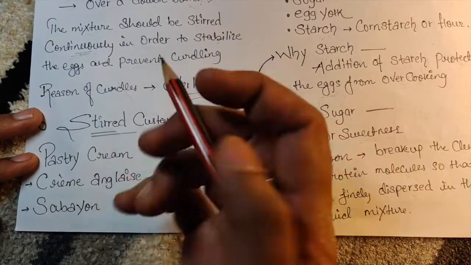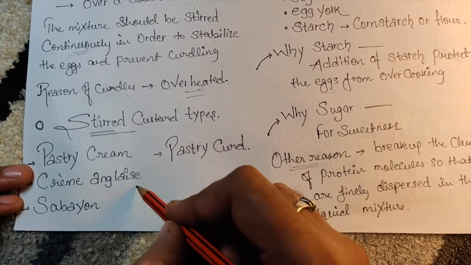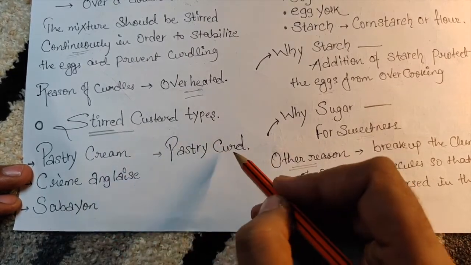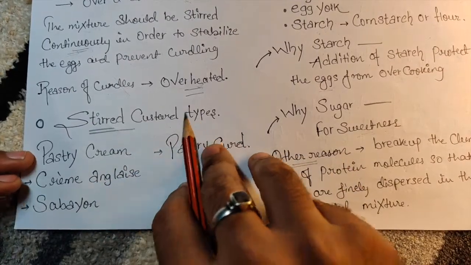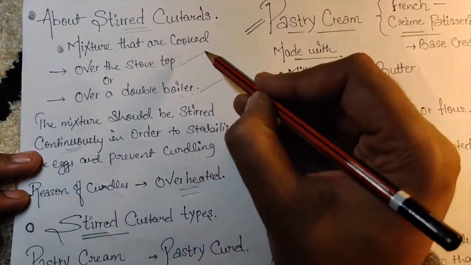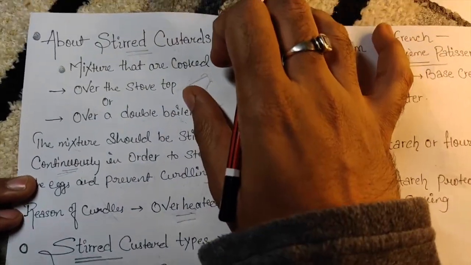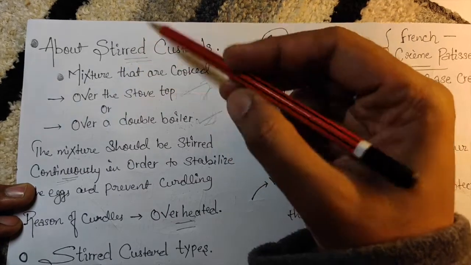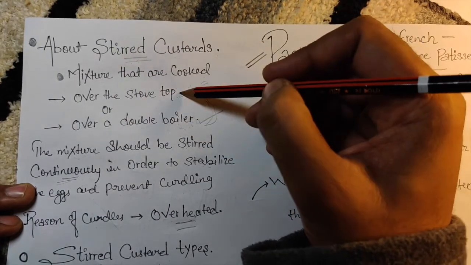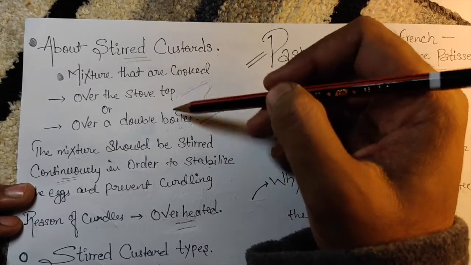Clear with this? Here we have the stirred custard types: pastry cream, crème anglaise, sabayon, and pastry curd. These are all made with the help of these methods. Some of your sauces you can make from these. This is the stirred custard method.